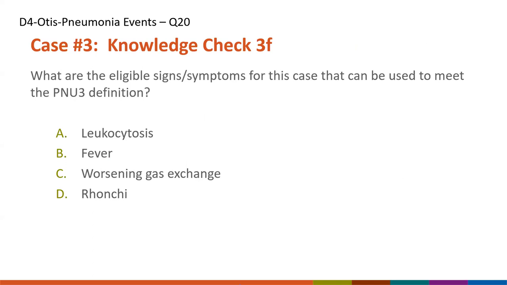Knowledge check 3F. What is the eligible sign or symptom for this case that can be used to meet the new 3 definition? Is it A, leukocytosis, B, fever, C, worsening gas exchange, or D, bronchi? And it looks like 48% are saying it's the worsening gas exchange, about 36% are saying the leukocytosis, and then a few coming in with the fever and the bronchi.